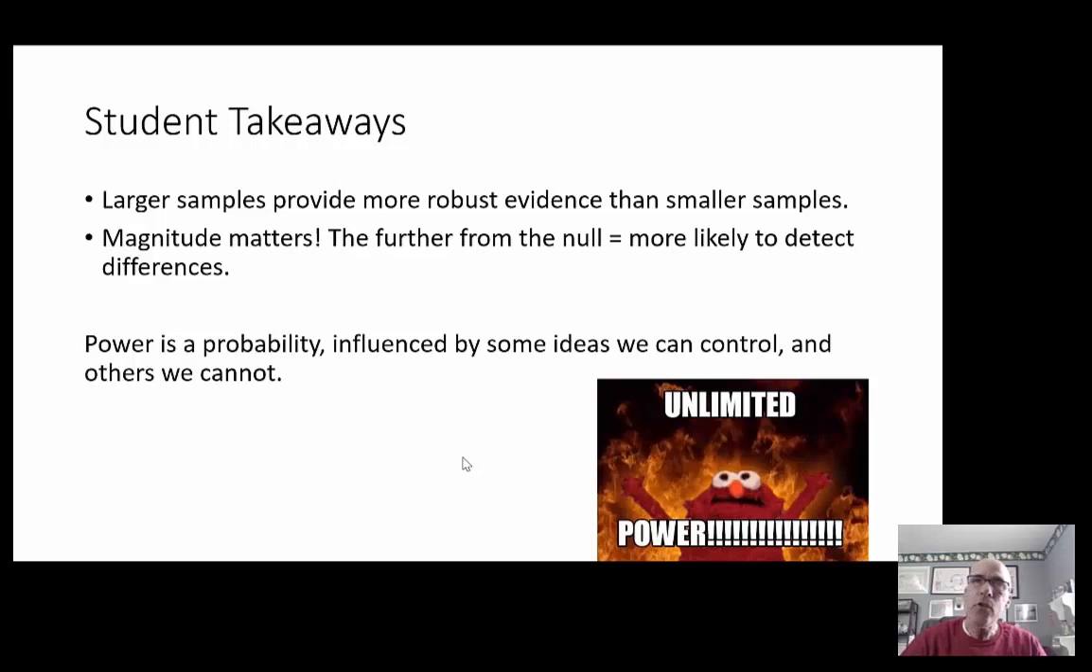And that idea that magnitude matters, the difference between the null and the truth matters in making decisions. If that distance is small, it's going to be very hard to detect differences. If the difference between the null and the truth is big, it's more likely we're going to detect differences. And it all leads to the idea that power is a probability, and there are some factors that can influence that probability that we can control, like sample size, and others we cannot.